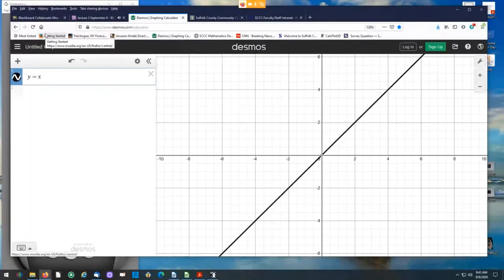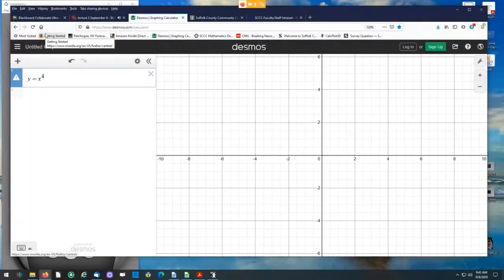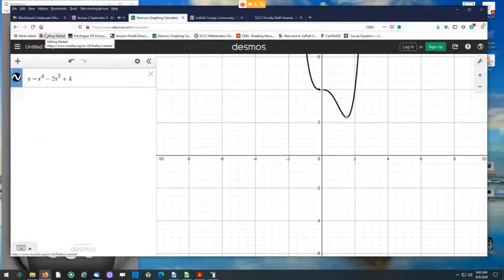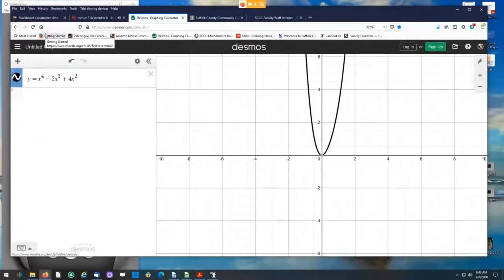So I do x, and then I do the Shift 6 key, and that'll bring me up to the top again, and then I'm going to do minus 2x cubed plus 4x squared plus 3x minus 1.